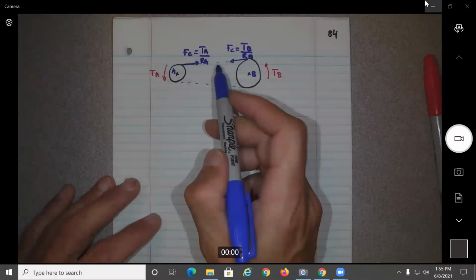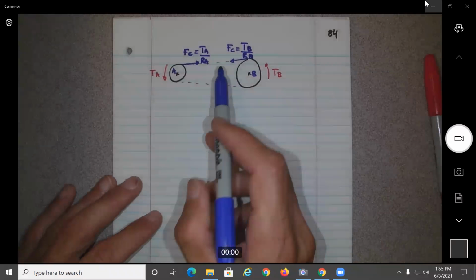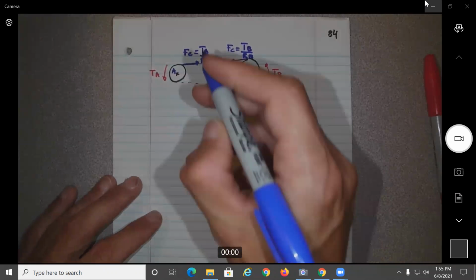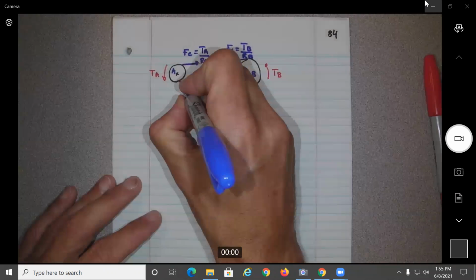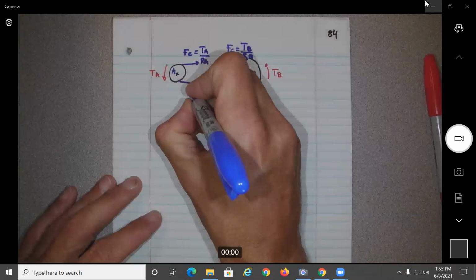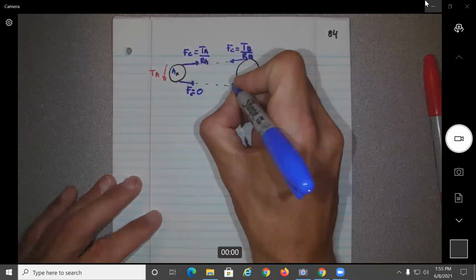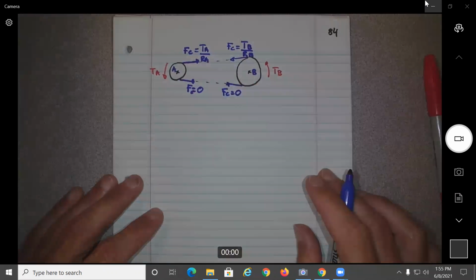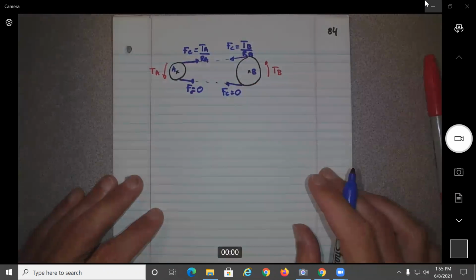So this was the tight side. This side we said was slack. What should be the force on that side? It is slack, so it will be 0.